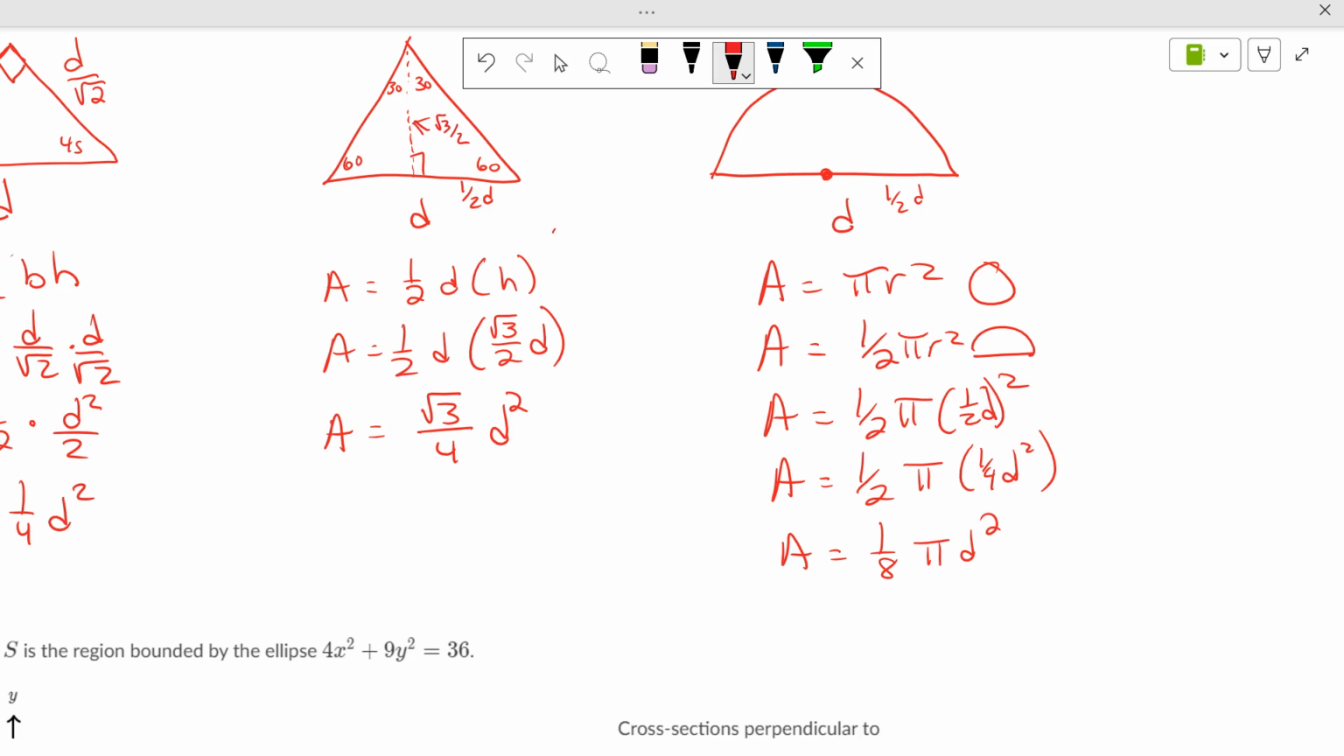Because if this is d all the way across, half the way across is 1/2 of d, and you take the short leg of a 30, 60, 90 times the square root of 3 to get the long leg. So 1/2 the base times the height is 1/2 of d times square root of 3 over 2 d. So if you multiply it, it's square root of 3 over 4 d squared. This is 1/4 d squared. This is square root of 3 over 4 d squared.